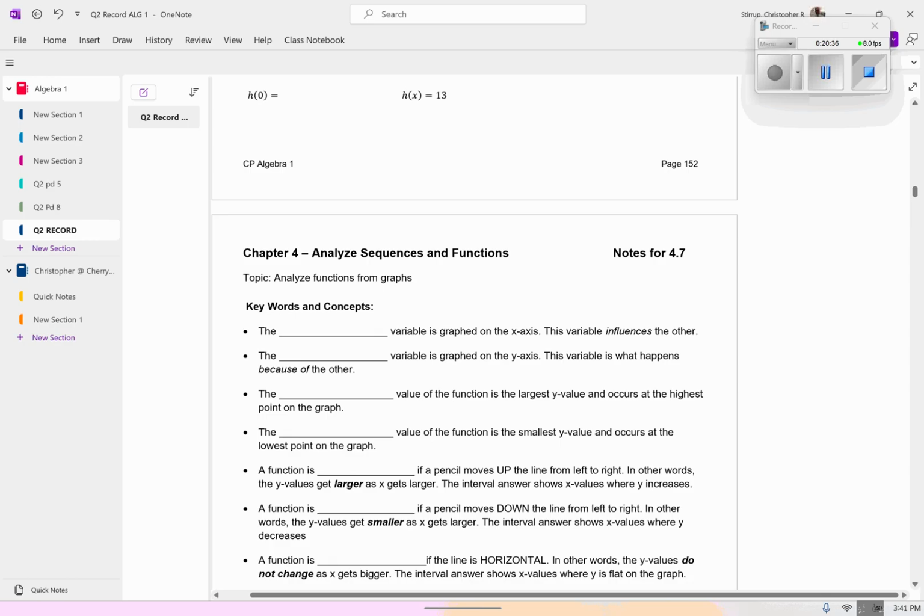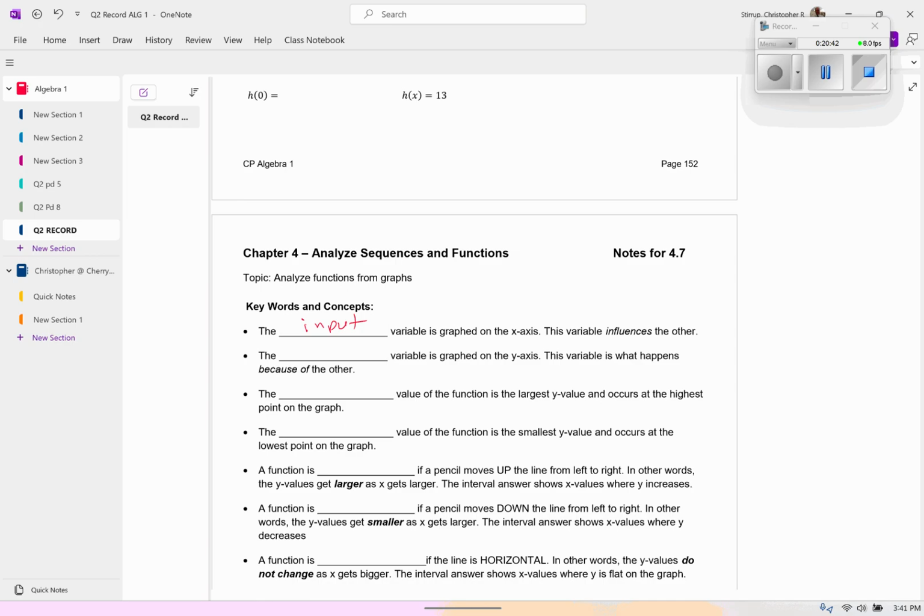All right, the blank variable is graphed on the x-axis, so the input. The output is the variable plotted on the y-axis. The blank of a value of a function is the largest y value, so the max. The min is the smallest y value.